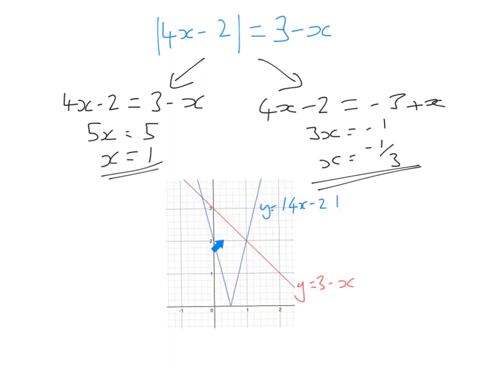Okay, I've just pulled up a graph of this to try and make it a bit clearer. In blue, you've got the modulus of 4x minus 2, or y equals that function. In red, you've got y equals 3 minus x. Notice we've got two solutions. Here we get x equals 1, which corresponds to where I've just taken the positive of both. And here, this bit here, gives me negative a third. X is negative a third.